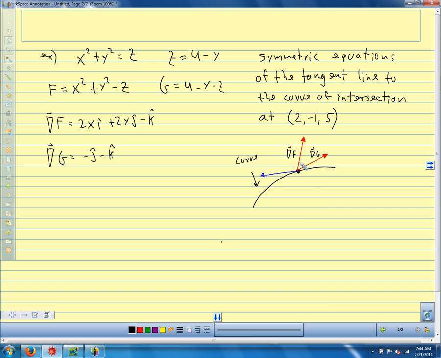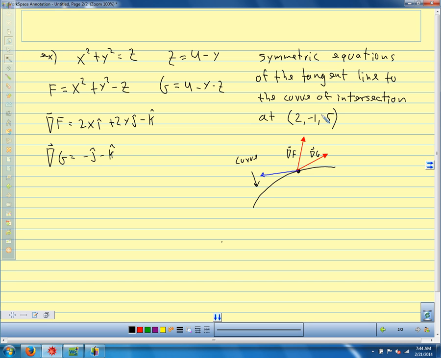So we know that the normal vector is orthogonal to the tangent line. Each of these normal vectors is orthogonal to the tangent line. For our symmetric equations for our tangent line, we need a point on the line, which we have here. What else do we need? A vector in the direction of the line. So given this information, how are we going to find a vector in the direction of the line?